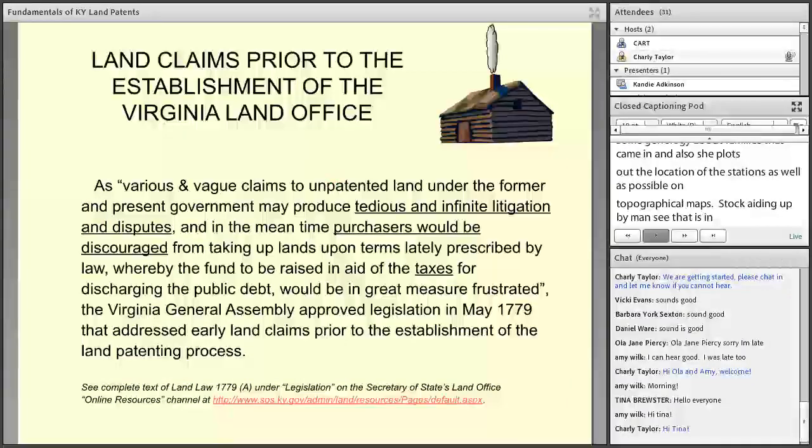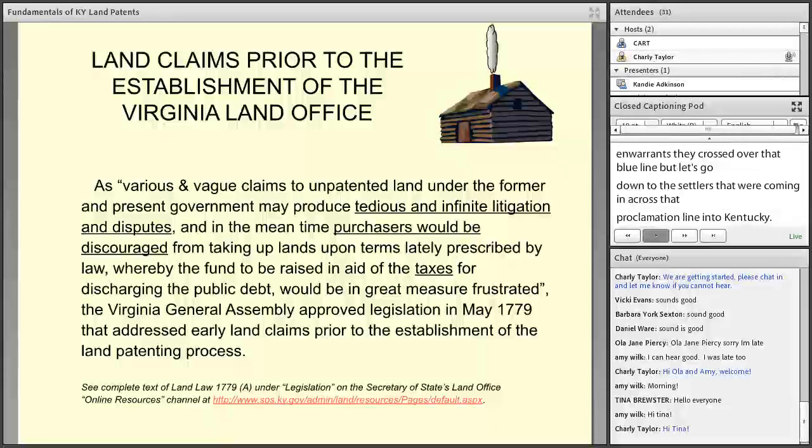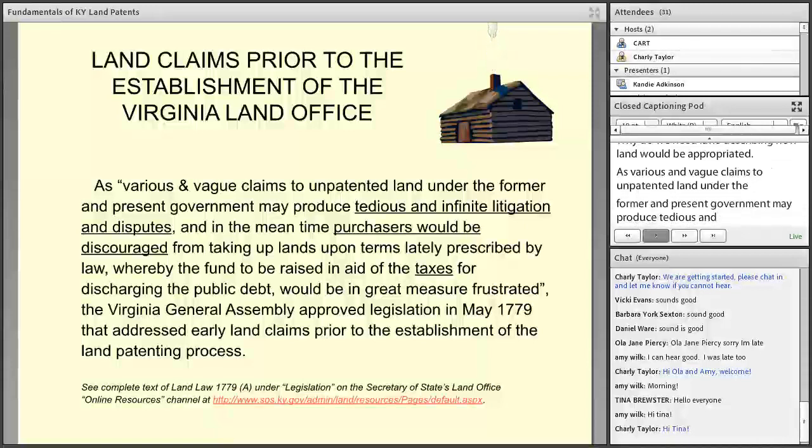Now, what about those land claims? We've talked about the French and Indian War veterans, who may have gotten warrants and crossed over that blue line. But let's go down to the settlers that were coming in across that proclamation line into Kentucky. Why do we need laws describing how land would be appropriated? "As various and vague claims to unpatented land under the former and present government may produce tedious and infinite litigation and disputes" — I have news for you, still going on — "and in the meantime, purchasers would be discouraged from taking up lands upon terms lately prescribed by law, whereby the fund to be raised in aid of the taxes for discharging the public debt would be in great measure frustrated."